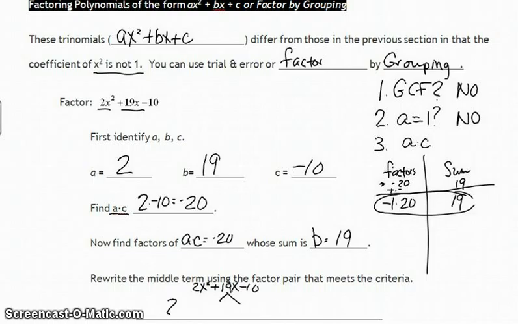So I'm going to have 2x squared minus x plus 20x minus 10. All I did was split the 19 out. When I add those terms together, that negative x and positive 20x, I'm going to arrive back at 19x. So we're really driving that FOIL in reverse. We're still working on that.